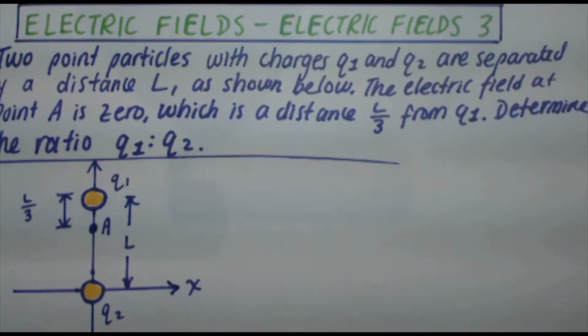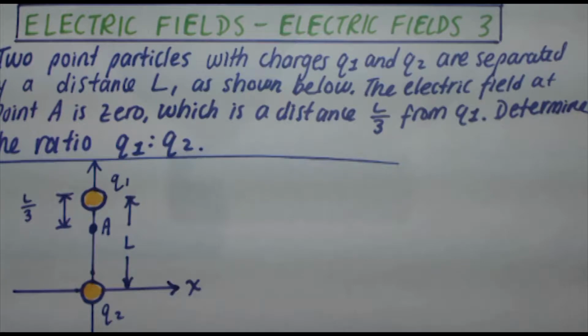Hey guys, let's do a third electric fields problem. Two point particles with charges Q1 and Q2 are separated by a distance L as shown below. The electric field at point A is 0, which is a distance L over 3 from Q1. Determine the ratio Q1 to Q2.